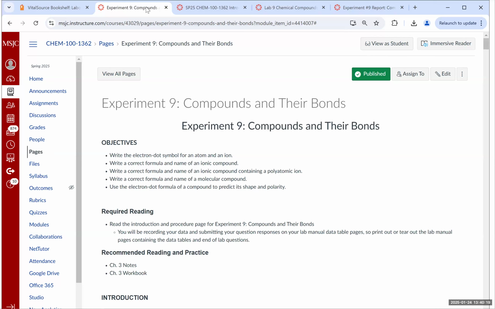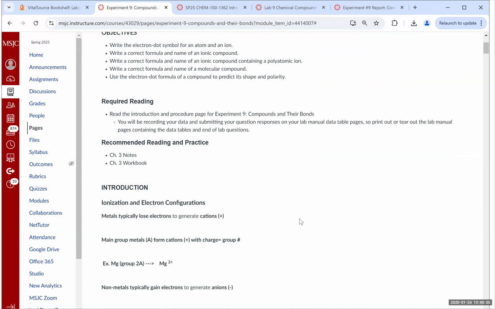This is the Experiment 9 page. There is some recommended reading, and you're going to want to read over the Experiment 9 introduction and procedure pages in your lab manual, and I'll be showing you where to find that momentarily.